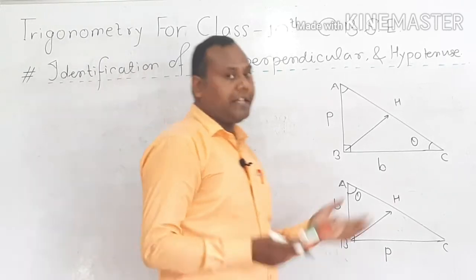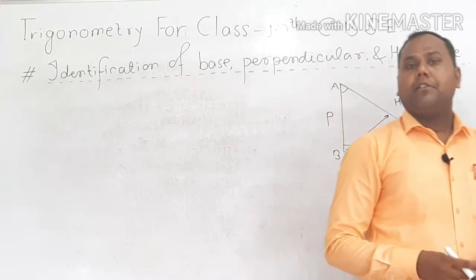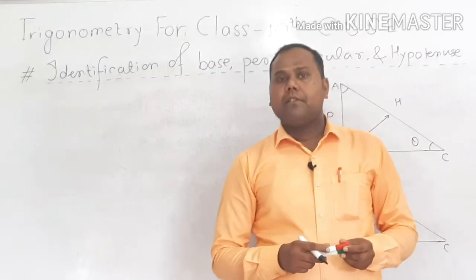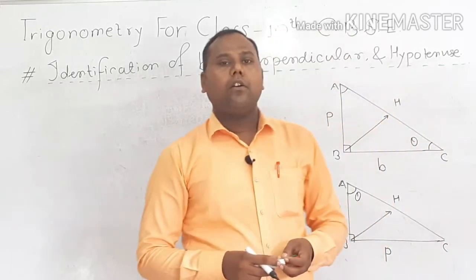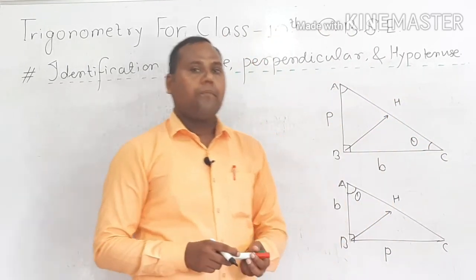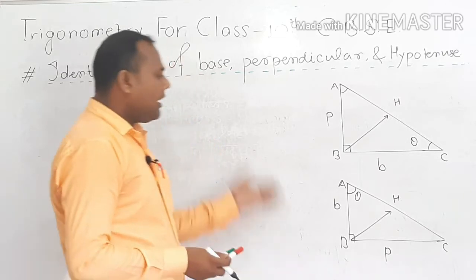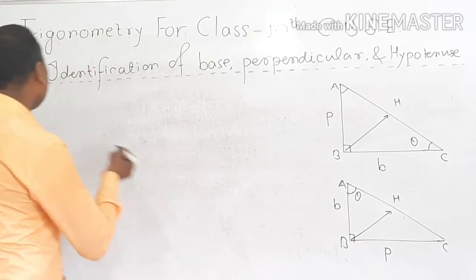So that's why we can say that the perpendicular and the base in a right angle triangle in trigonometry are interchangeable for finding the ratio of T ratios. So let us talk about it once again.